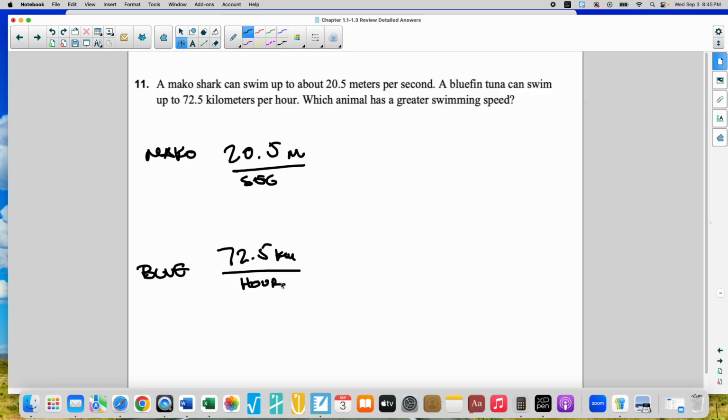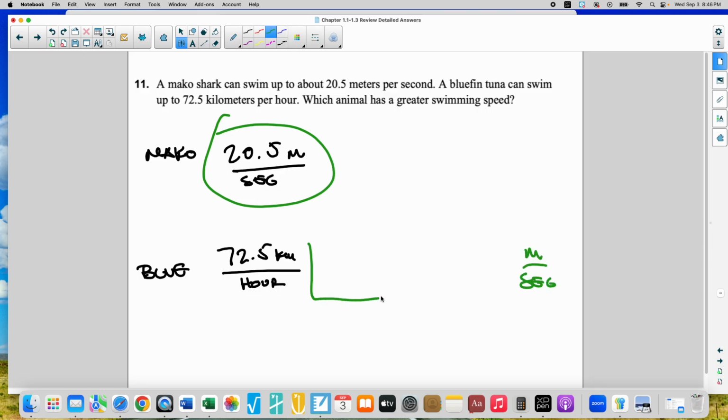Which animal has a greater swimming speed? So we have to figure out a common unit. So we're either going to push them to meters per second, or we're going to push this to kilometers per hour. Let's go to meters per second. So we're going to keep this one, and we're going to turn this one to meters per second. So my answer needs to be in meters per second.